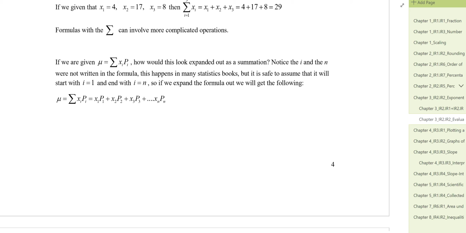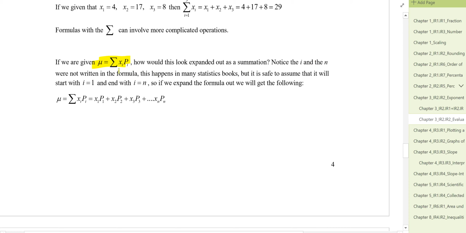So the formula with summation can involve more complicated operations. So let's do one more example. Notice that, for example, in chapter 6, we're going to start seeing mu is equal to the summation of x times p of x, right? Now this is expanded out as what does it look like when we do it?